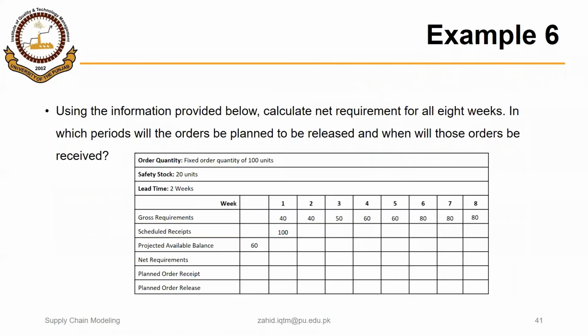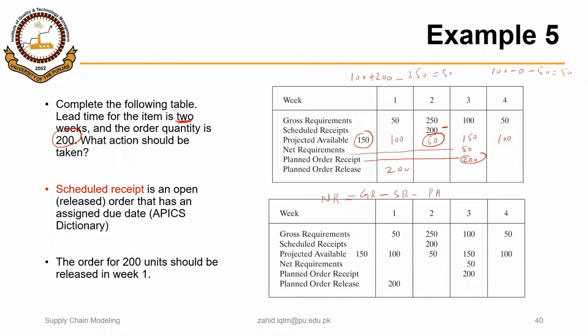So just like in MPS, just keep in mind that the output of the MRP matrix is the last row. So that is either planned order release or purchased order release. So that is the output of MRP.